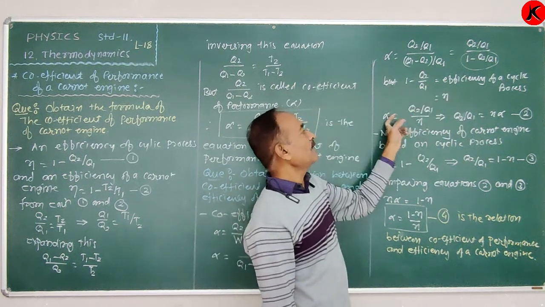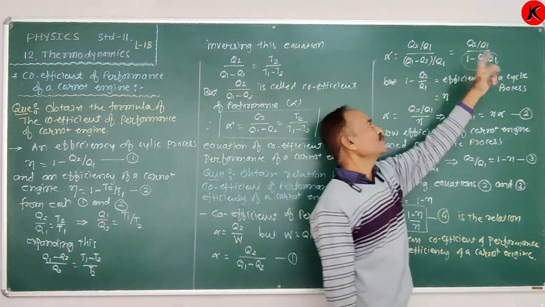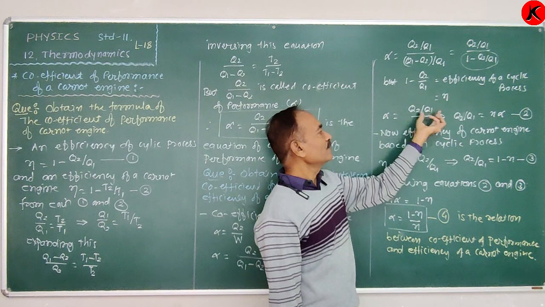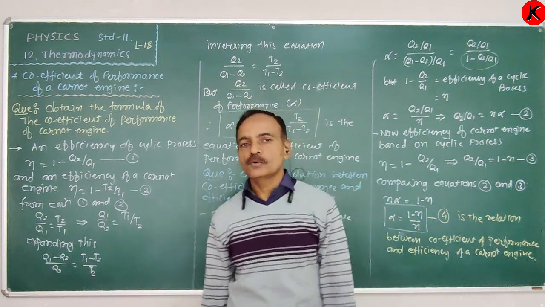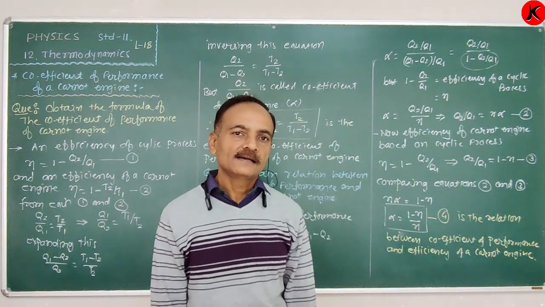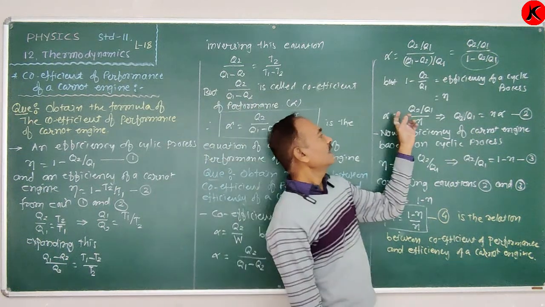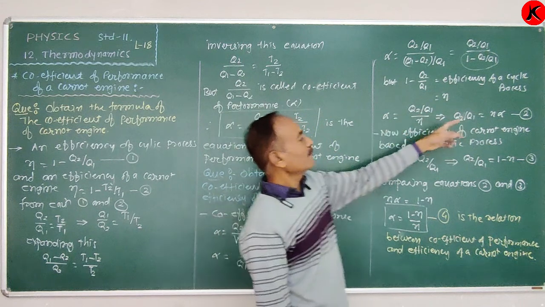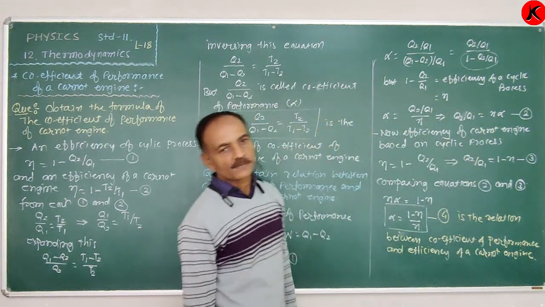Therefore, alpha is equal to Q2 upon Q1 upon N. So from this equation, the value of Q2 upon Q1 is equal to N times alpha. Equation number 2.